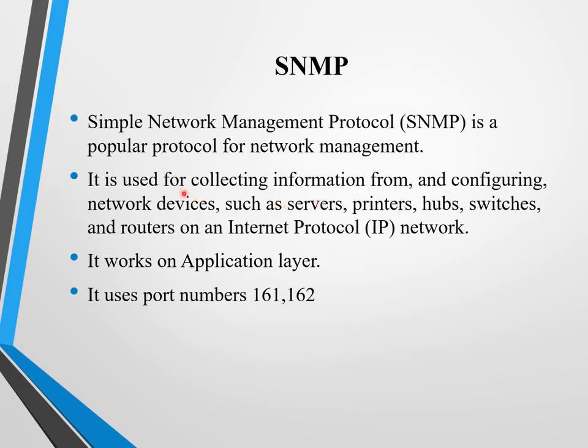Now what does it do? It is used for collecting information from and configuring network devices such as servers, printers, hubs, switches, and routers on an Internet Protocol network. It also works on the application layer, and it uses port numbers 161 and 162. Students, SNMP defines the format of the packet. Which packet? As we have already discussed many times in the OSI model and TCP model, data is dealt with in the form of packets and in the form of frames.